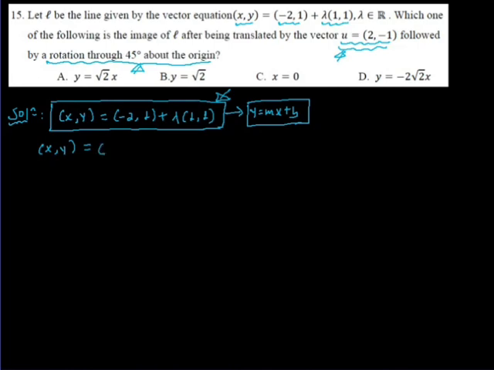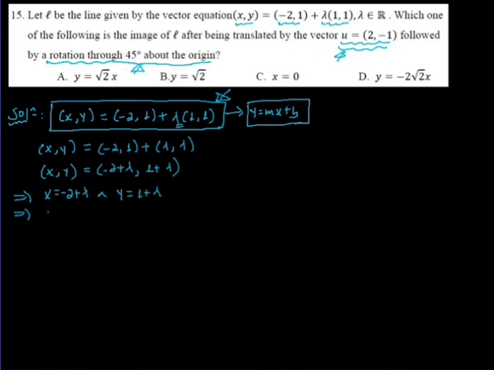(x, y) is equal to (minus 2, 1) plus lambda by 1, it's lambda, by 1 it's lambda, then this becomes (minus 2 plus lambda, 1 plus lambda) as the vector equation. So from this we have x is equal to minus 2 plus lambda and y is equal to 1 plus lambda. Solving for lambda, we get x plus 2 is equal to lambda and y minus 1 is equal to lambda. So these two are lambda, which means y minus 1 and x plus 2 are the same. So this implies y is equal to x plus 3. Okay, y is equal to x plus 3 is the equation of the line.